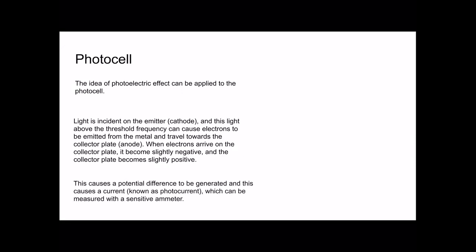So this causes a potential difference to be generated. One plate is positively charged, the other plate is negatively charged. Therefore, if we have a closed loop connected to the plates, then we will have a very small current that is generated, and this is known as the photocurrent, and it can be measured using a sensitive ammeter.